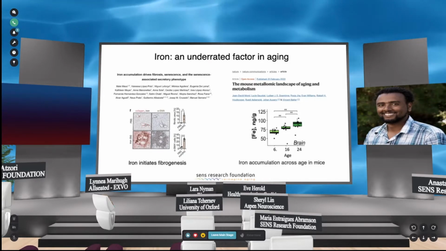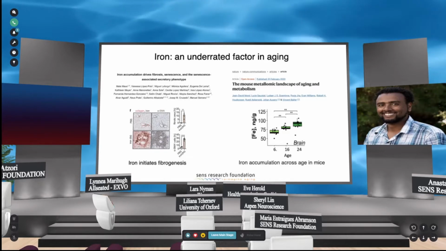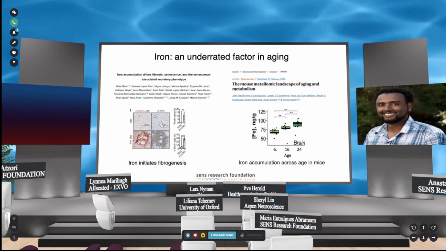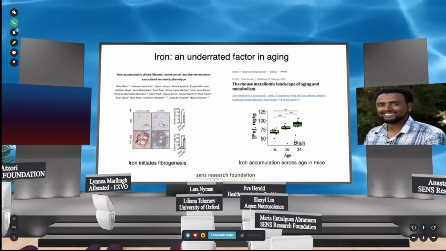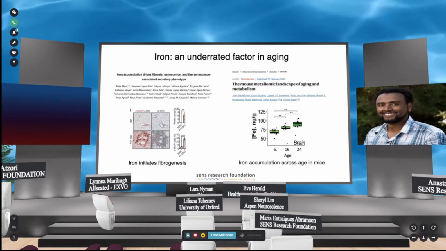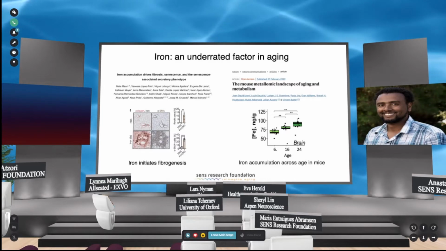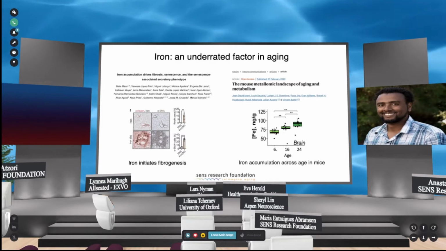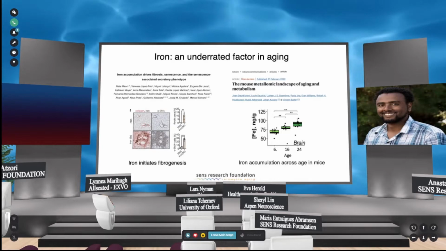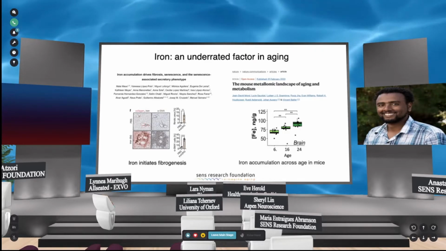So this might tell us that, at least partly, iron accumulation might be responsible for the deleterious effects of senescent cell accumulation in our body. And I think this is very important, because iron has been known to be accumulated not only in senescent cells, but also across age.